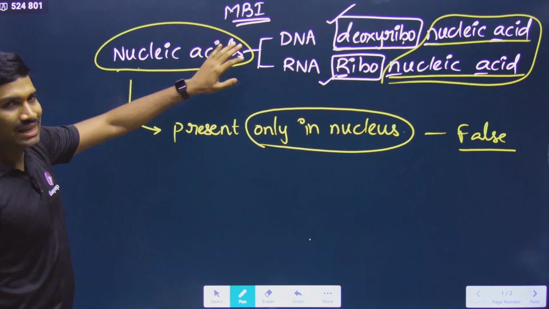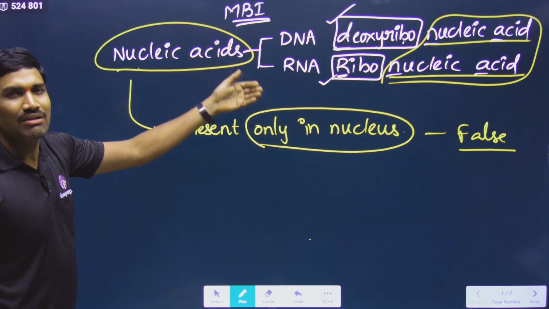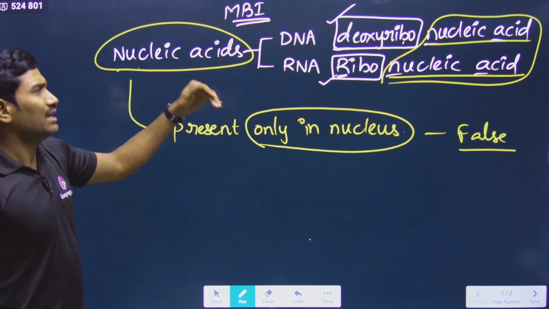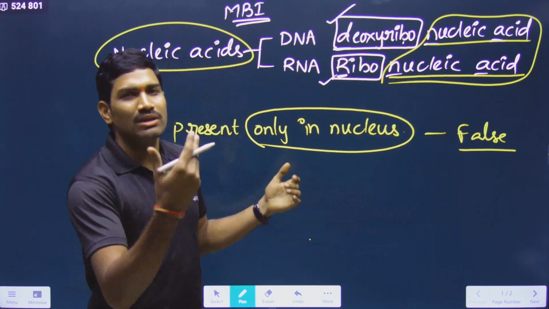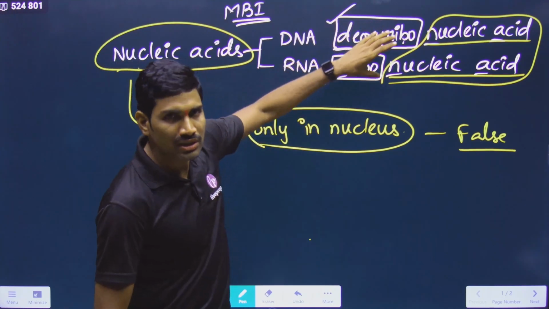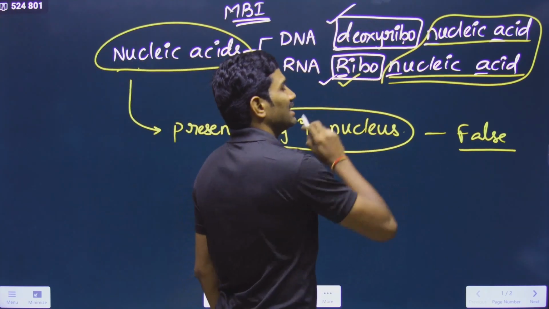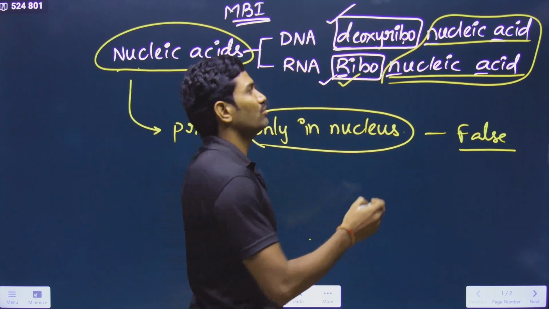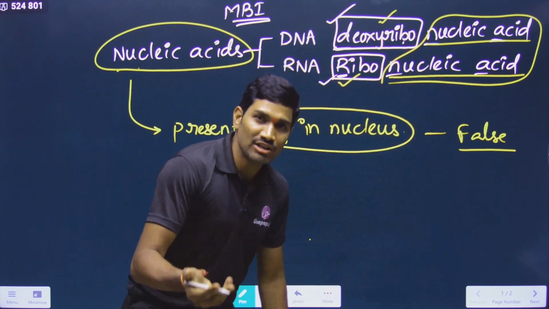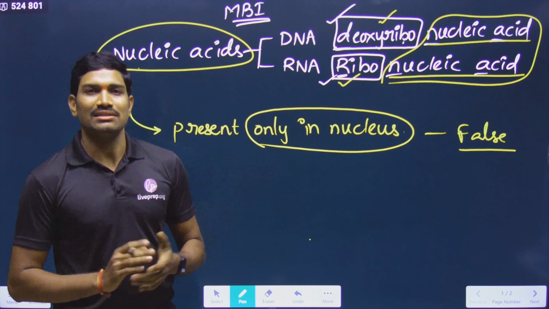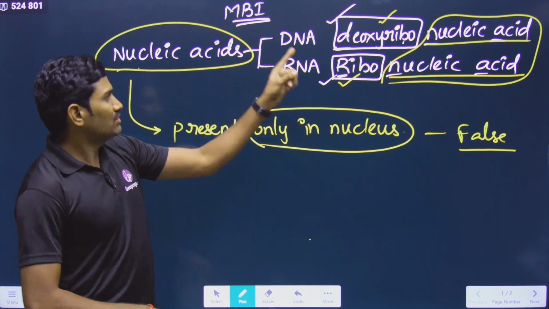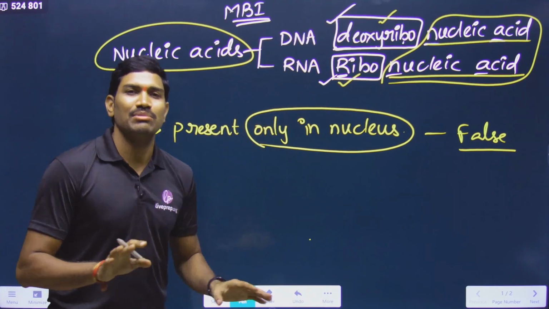In this way, nucleic acids were discovered for the first time from the nucleus and they have an acidic nature. That's why they are called nucleic acids, and nucleic acids are of two types based on the type of sugar present. If a nucleic acid has ribose sugar, it is called ribonucleic acid. If it has deoxyribose sugar, it is called deoxyribonucleic acid. That's it. Clear? With this, the two types of nucleic acids are completed.